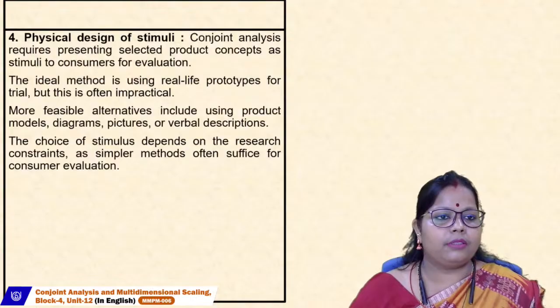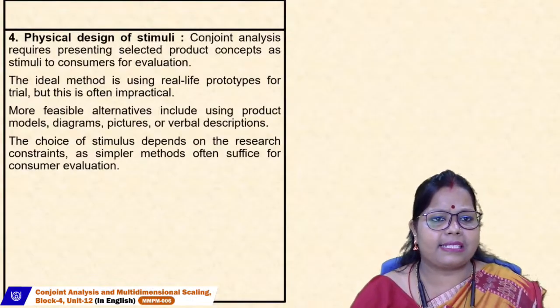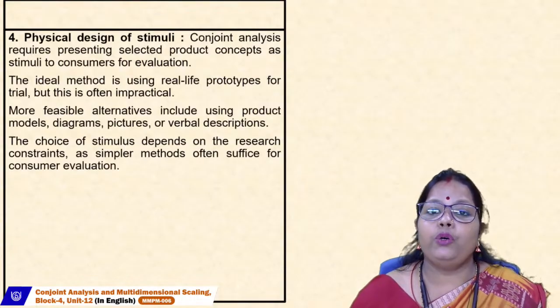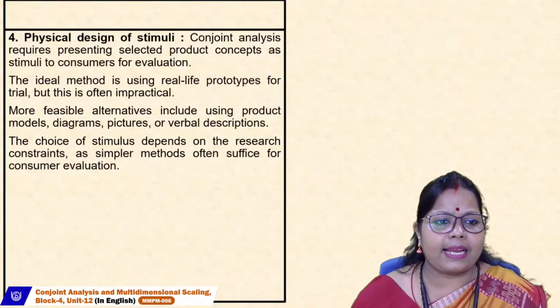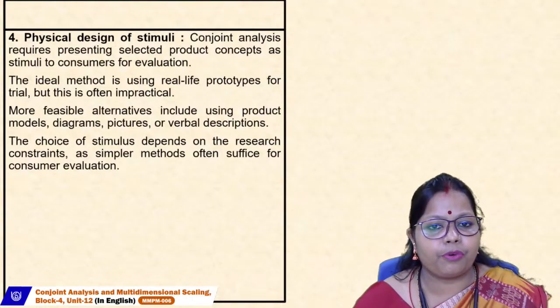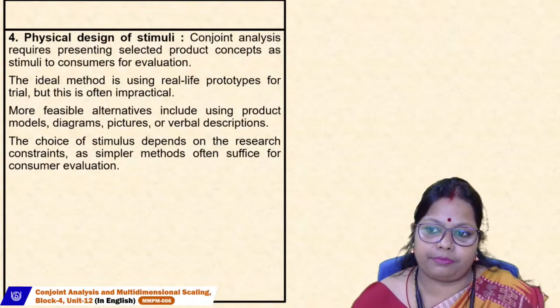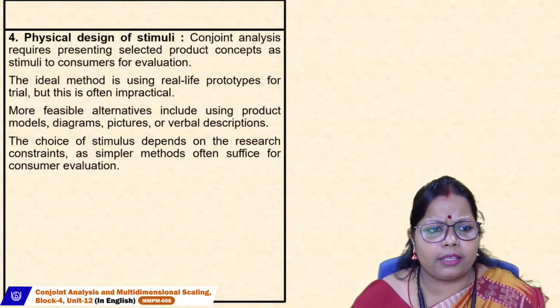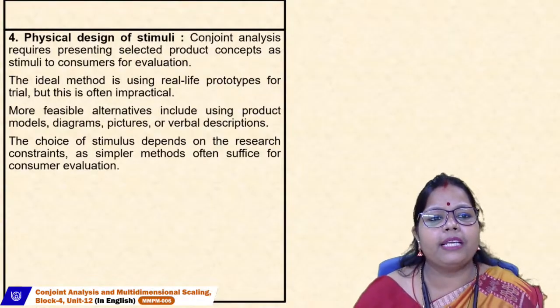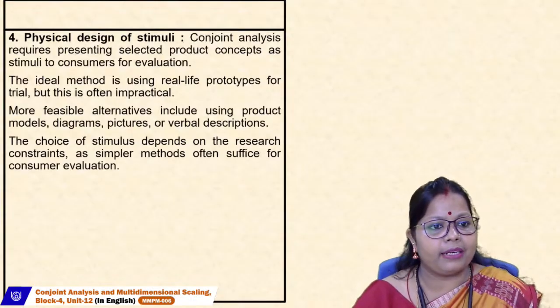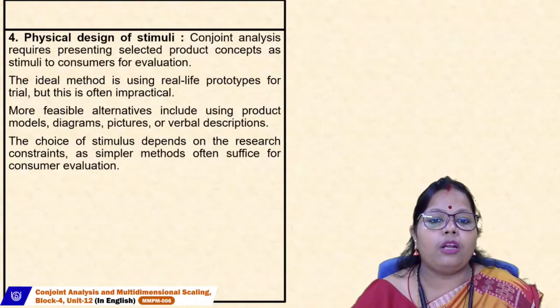Coming to the fourth point, that is physical design of stimuli. Conjoint analysis requires presenting selected product concepts and stimuli to consumers for evaluation. The idea or method is using real world prototypes for trial. But this is often impractical, because if we take the case of a washing machine, we cannot give a prototype, or we can show them but we cannot give them practical use of it. So more feasible alternatives include using product models, diagrams, pictures or verbal descriptions.